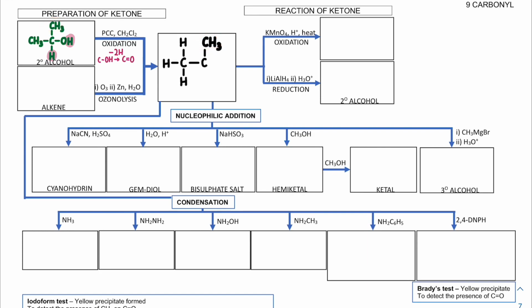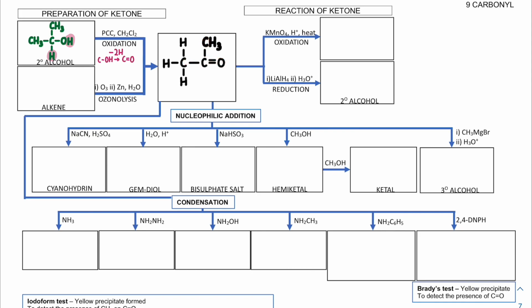So what happens? This one is CH3, and this one is CH3. So we remove this one and it will become double bond O. So this one is actually the oxidation of secondary alcohol. We will form a ketone because the C double bond O is attached to 1 and 2 carbon.